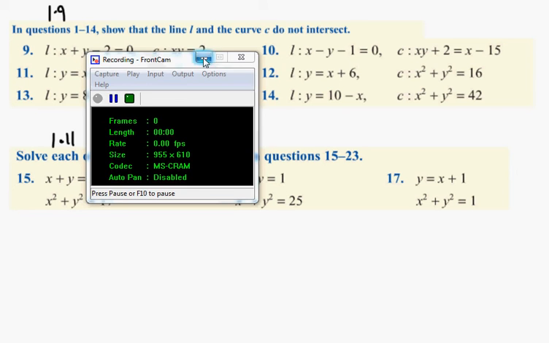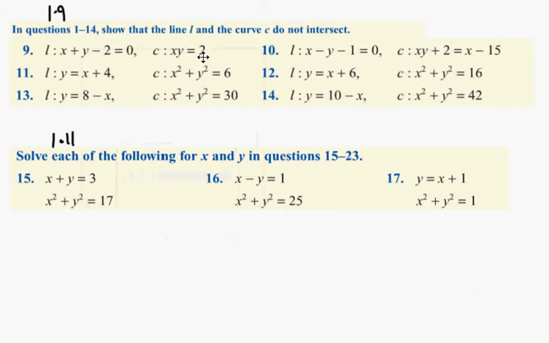There's two exercises I have on the board at the moment. The first exercise is from your current book. It's in the complex number section. And what it reads is, in questions 1 to 14, show that the line L and the curve C do not intersect. So you have a curve, and then you have a line, but the line doesn't go through the curve. Is everybody happy with that?